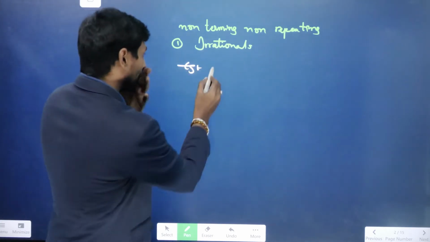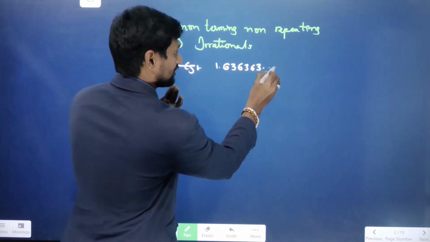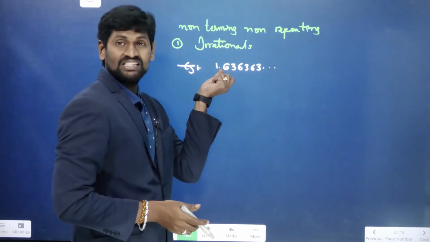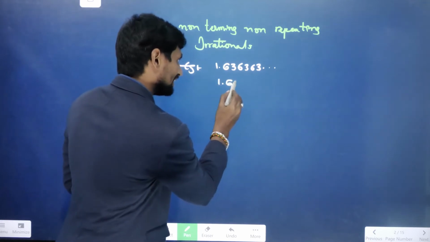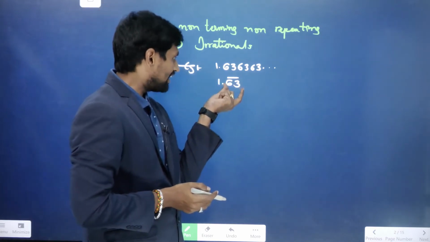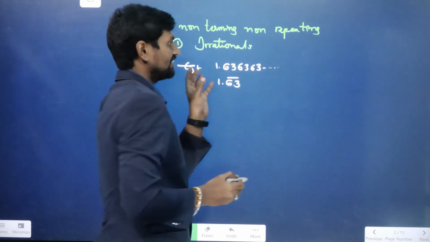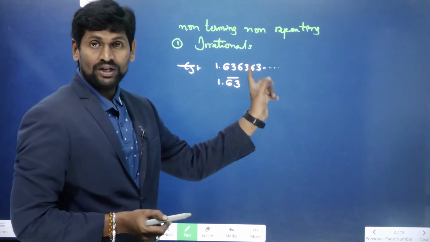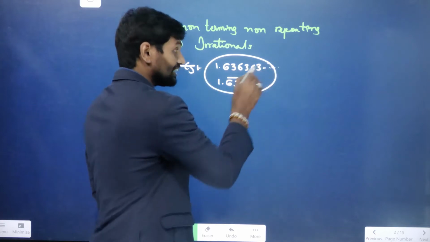For example, 1.636363 and so on. While you are observing, the decimal digits 6 and 3 are repeating continuously like this. We can express it as 1.63 bar. That means the period 63 is repeating continuously, and so on indicates it is a never-ending decimal. So non-terminating repeating is the example for rational numbers.